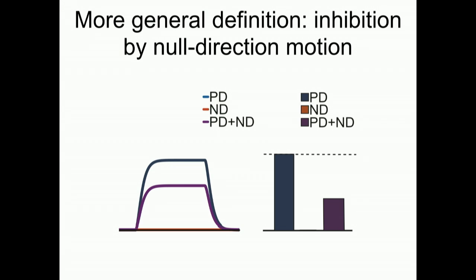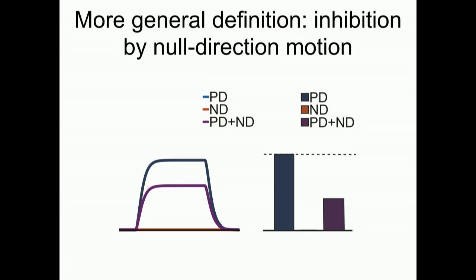So now we're asking, how does the null direction motion added to the preferred direction motion change the activity of this neuron? And so here, this would be an opponent neuron, because the activity is now in between the preferred direction response and the null direction response. Right? Are there any questions about this? Because this is basically one of the central points. If we're at a loss here, we should clarify.